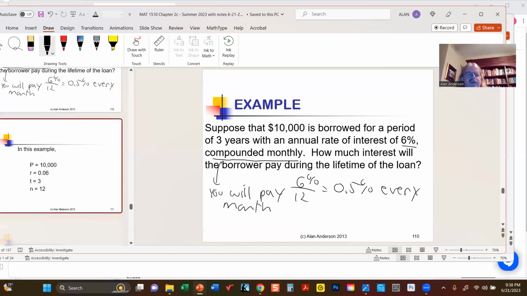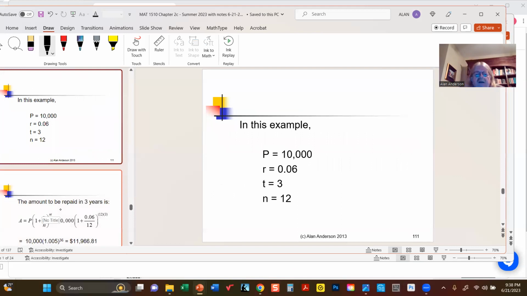So anyway, here are the variables that we'll need. $10,000 is our principal. The amount borrowed is our principal. The annual rate of interest is 6%, expressed as a decimal. It's a 3-year loan, and the compounding frequency is monthly, meaning that 12 times a year we will be charged 0.5% worth of interest.